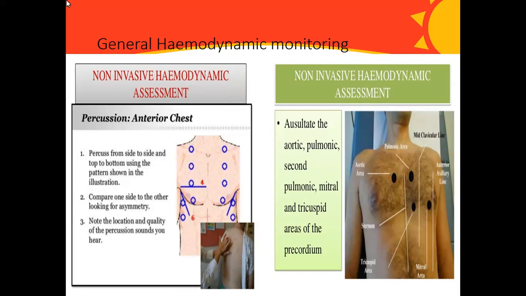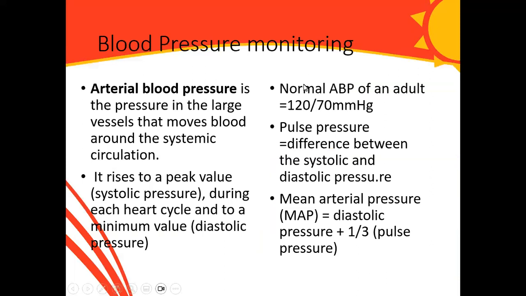Generally, this is where hemodynamic monitoring must start from. So talking about blood pressure monitoring, by way of reminder, we know that arterial blood pressure refers to the pressure measured in the large vessels. And this is the pressure that moves blood around the systemic circulation. It's comprised of two components, the systolic and the diastolic pressures. And the normal arterial blood pressure for an adult, as we know, is around 120/70 millimeters of mercury.